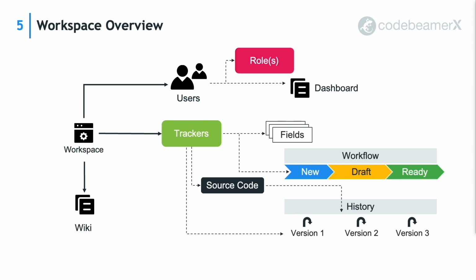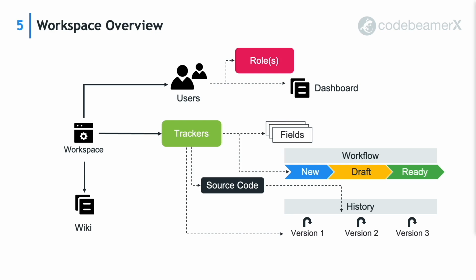Within the workspace, we find a wiki section that contains information on the project itself. This is different from the personal wiki, which is connected to your own user account. The document type tracker in Cobium Rack's allows us to store and manage any kind of files in the workspace.